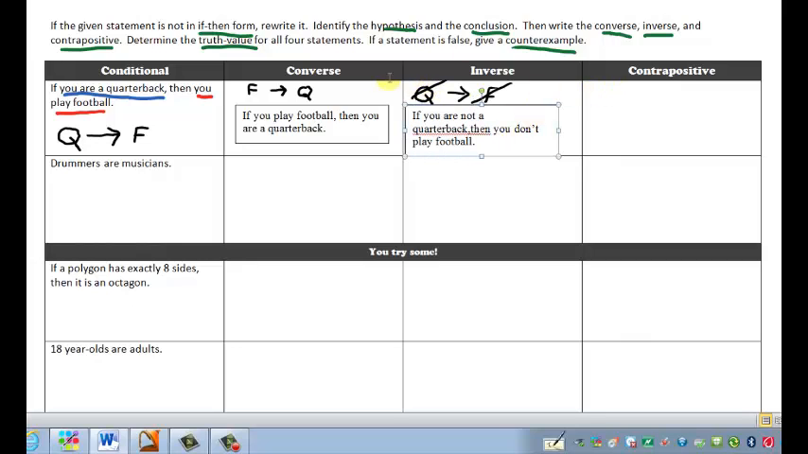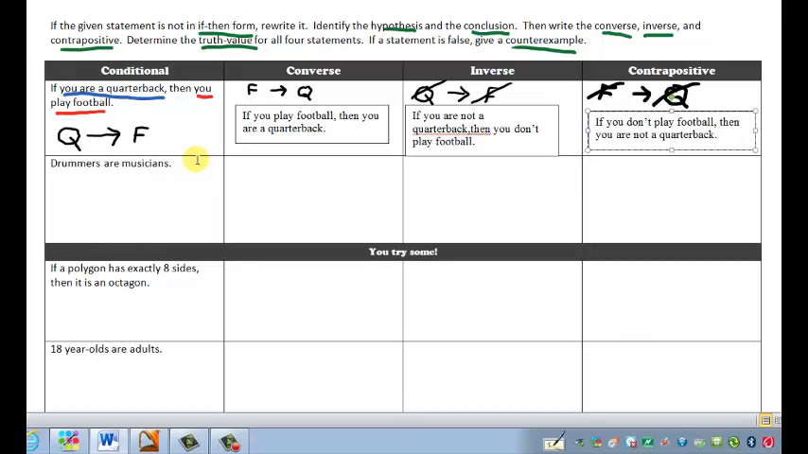Alrighty, now the contrapositive. In the contrapositive, we do both things together. Original is going to get switched around, and we're going to negate them as well. So on our contrapositive, we want it to say this. If you don't play football, then you are not a quarterback. And let's write that out.